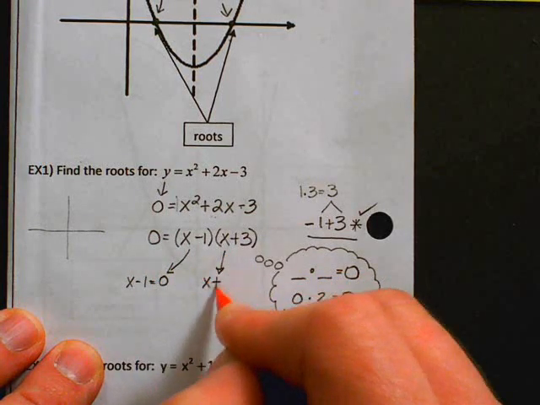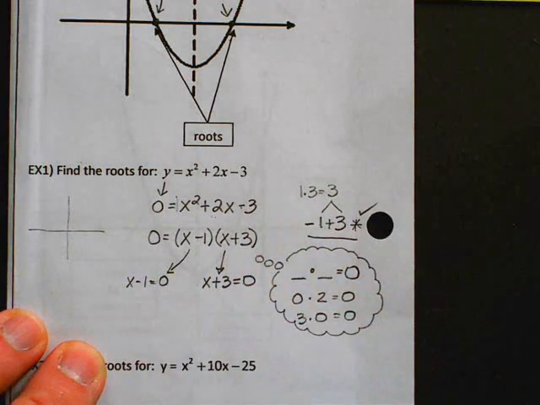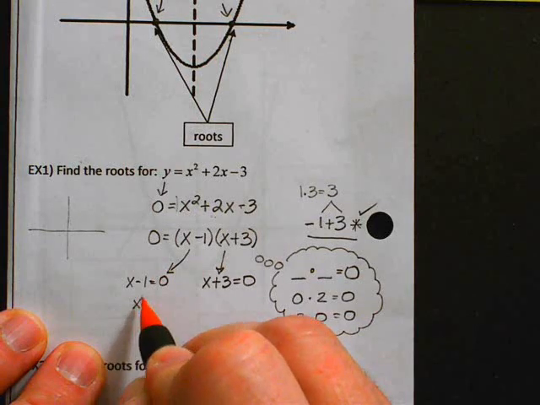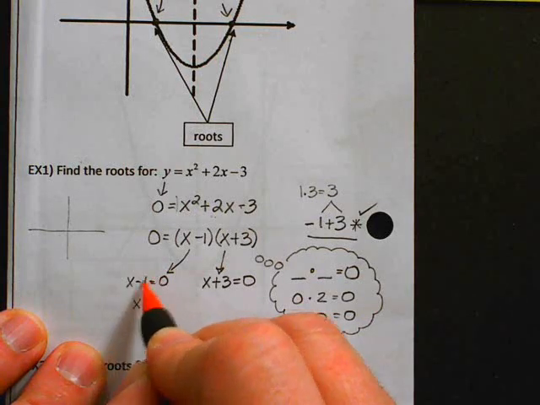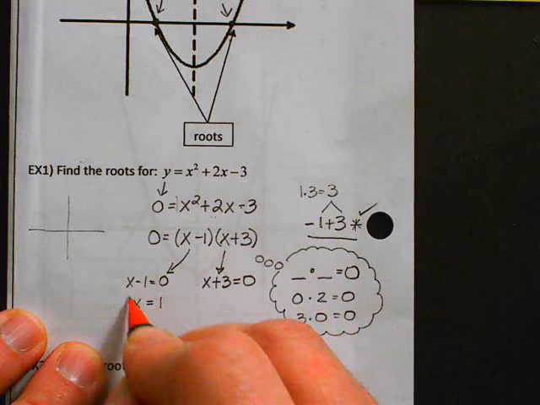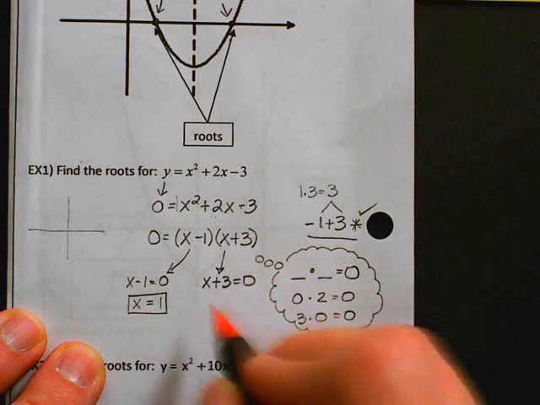With that in mind, we can solve for x. To get the x alone, you move the 1 to the other side, so you change the sign, and it becomes x equals positive 1. And here we're going to move the 3 to the other side, so it becomes x equals negative 3. Very well.